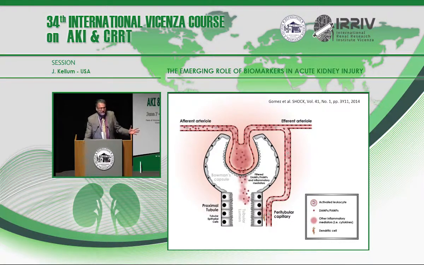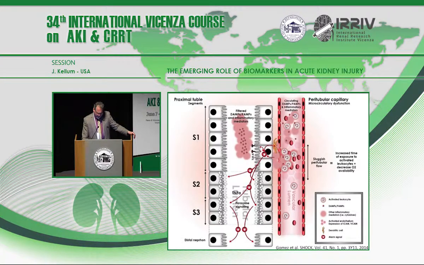The kidney is in the position of filtering from the blood a variety of molecular patterns, both damage-associated molecular patterns, pathogen-associated molecular patterns, cytokines, various drugs, which stimulate pattern recognition receptors in the proximal tubule that then results in a cascade of events which ultimately can lead to loss of function or progressive injury in the renal tubules.